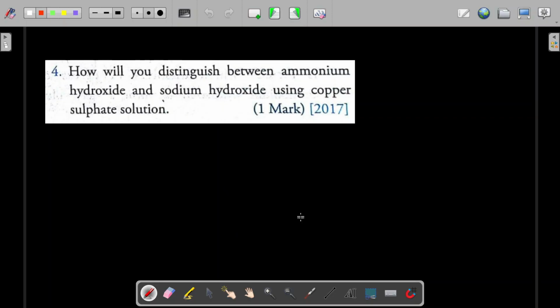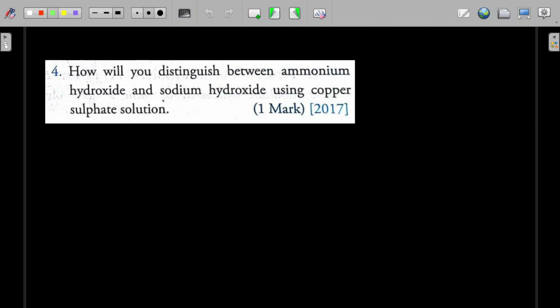Hershey has done our information. Okay. How will you distinguish between ammonium hydroxide and sodium hydroxide using copper sulfate solution? See, this is a kind of question I was telling you, and how to write the answer for this, this one I will explain to you. First of all, you have to write neatly. Don't mix everything. Write neatly 2 points. First one, NH4OH solution or ammonium hydroxide solution with copper sulfate solution.